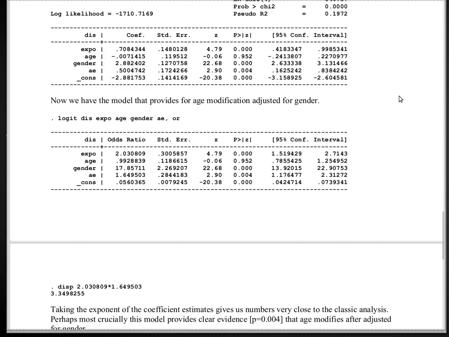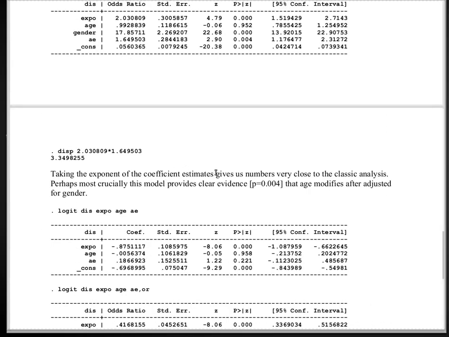Okay. In fact, we can see that if we take the exponent of the coefficient and then multiply the terms, this term 2.03 and the 1.64, then we're getting the two numbers that we might have seen as the most relevant. In other words, these two numbers, the exponent of this coefficient estimates, give us numbers very close to what we saw from the classic analysis. So we appear to be in a place, because of the p-value being less than 1%, that we have evidence of age modification. Now you saw what the actual real differences were here. But this could be an important finding. And we saw it after adjustment for gender. Right?